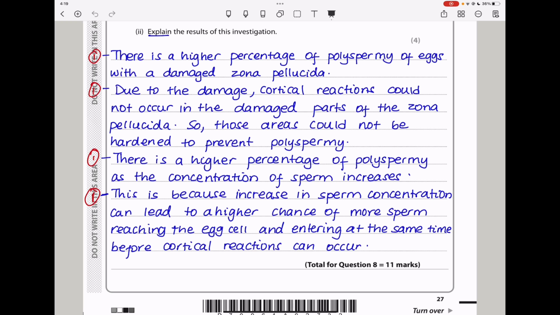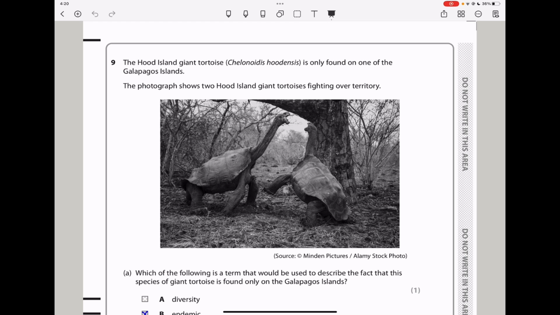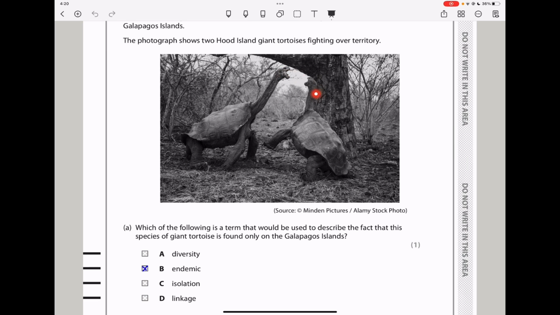So this brings us to the end of question 8. Let's continue to question 9. Question 9. The Hood Island giant tortoise is only found on one of the Galapagos Islands. The photograph shows 2 Hood Island giant tortoises fighting over territory. These are fighting over territory.